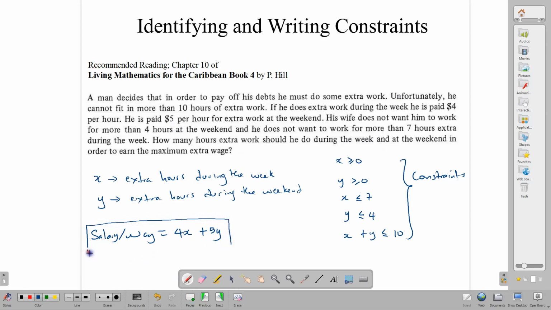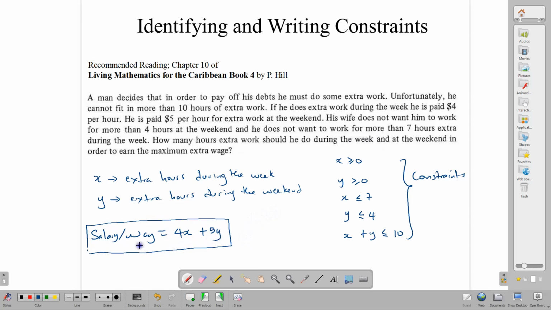The objective function is what you will use at the end, after you have drawn your graphs and selected your points. The objective function is what you would use to optimize, to decide which combination of hours he should work in the week and which combination of hours to work on the weekend in order to make the best salary, so that he can pay off his debts, keep himself happy, and keep his wife happy. So this is a very important function.